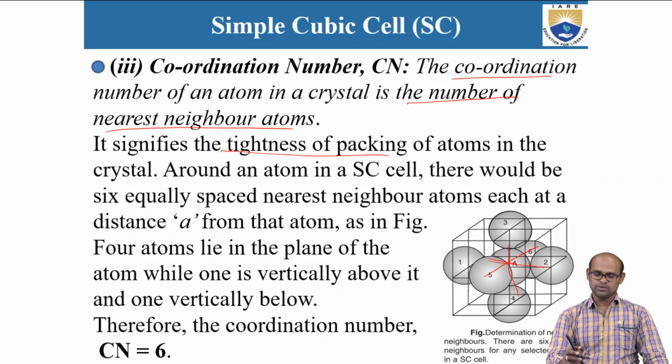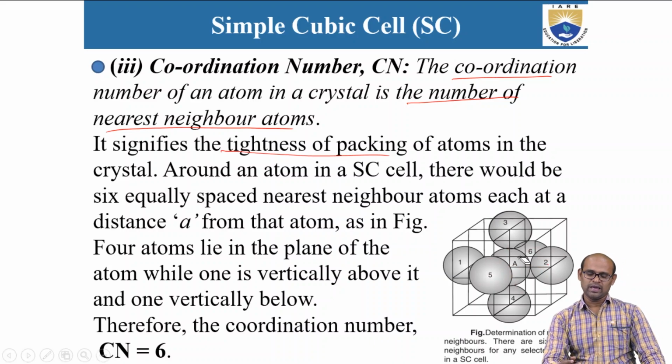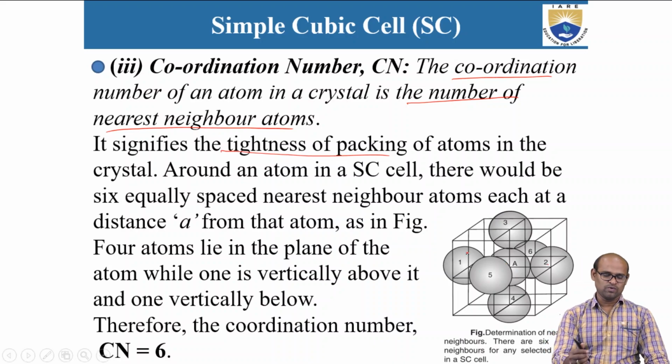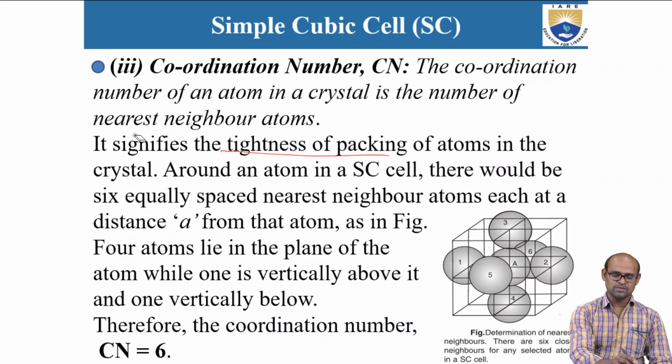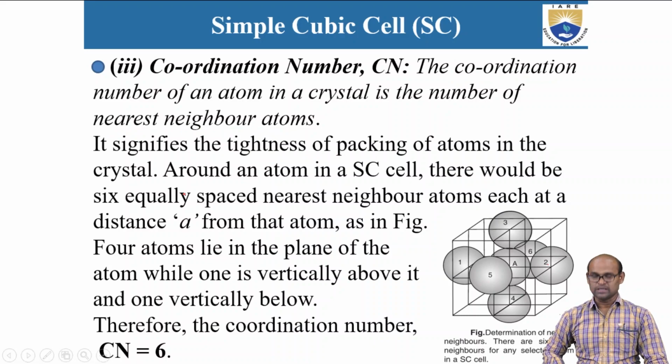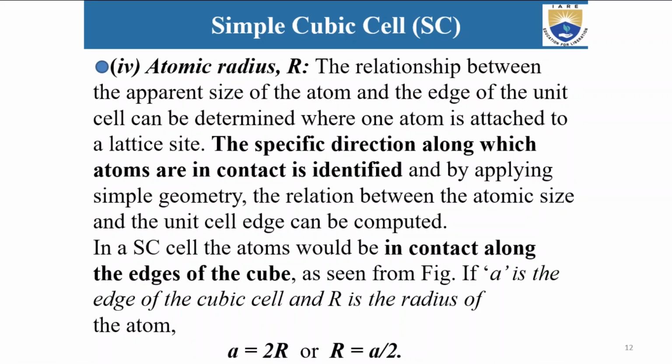Here it is clearly, you can see clearly in this figure that for any atom, I am taking an atom A here, there are 6 nearest neighbors. So that is the reason why the coordination number for the simple cubic unit cell is 6. So the next parameter is atomic radius.